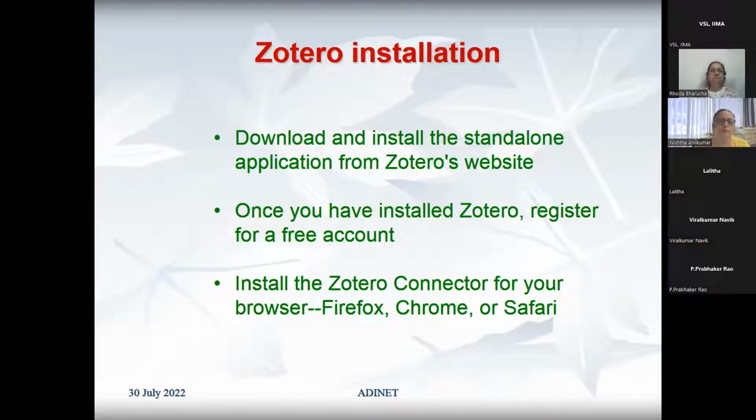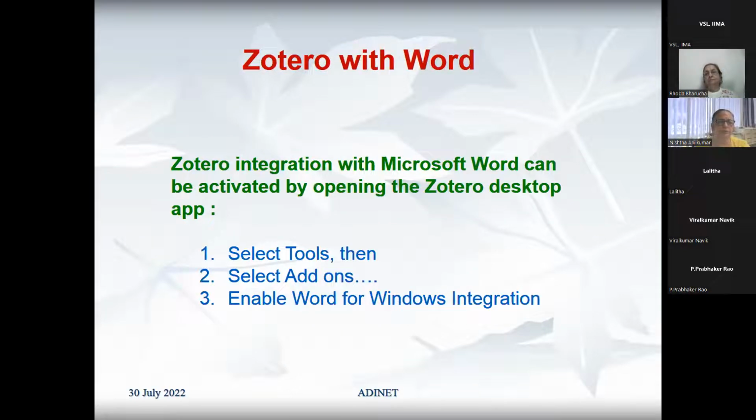So what do we do to start this as a software tool for our research? We need to first download it from the Zotero website. We need to register for a free account and then install the Zotero connector for the browser, Firefox, Chrome, or Safari on Mac. This is the first step. Then we need to integrate with Microsoft Word. For this, we go to Tools, then Add-ons, and choose enable Word for Windows integration. And then they'll be synced together.